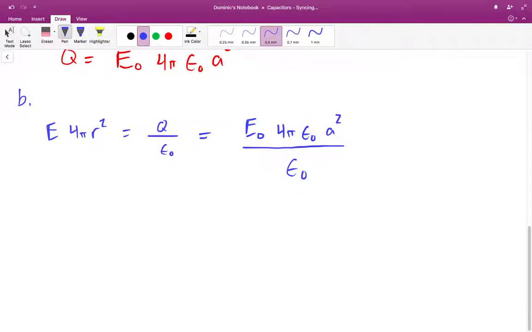And so if we do that, to do that, we're just dividing both sides by 4 pi. And if we do that, then this 4 pi goes away. This epsilon naught cancels out with that epsilon naught. And so we are left with E naught times a squared. Oh, sorry, we're dividing both sides by 4 pi r squared. So we'll be left with E naught times a squared over r squared is the electric field.